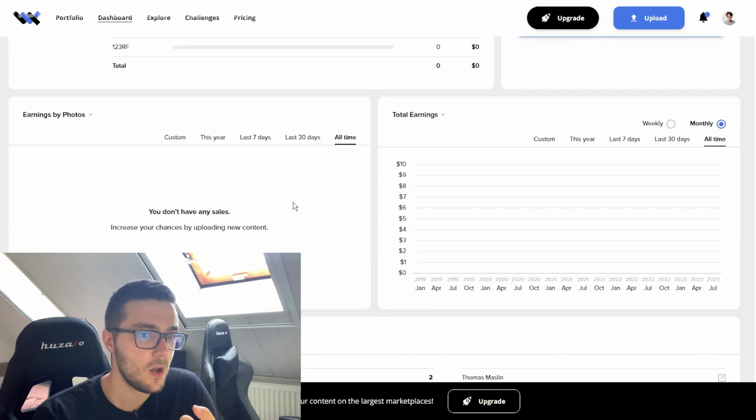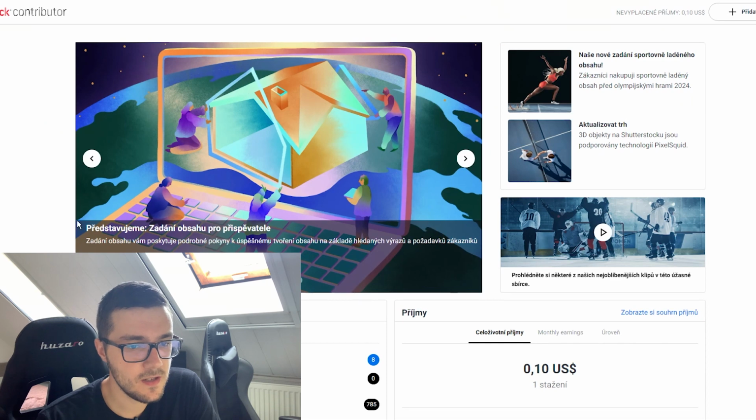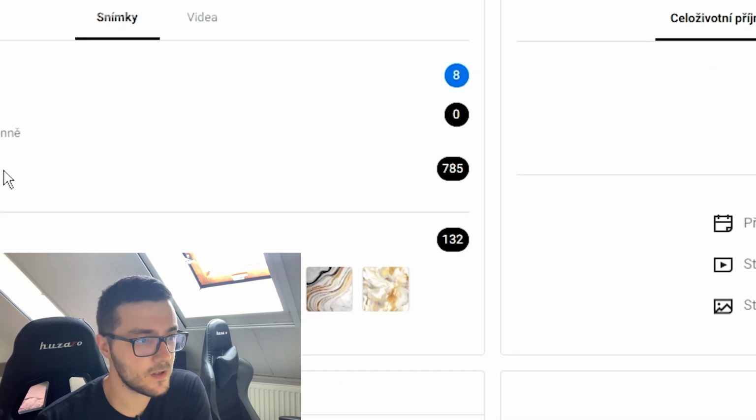So let's start with the lowest, which is Wirestock. Currently I made $0. Next one is Shutterstock. As you can see, I earn only 10 cents. But as you can see, I get a lot of declines. So maybe that's the case.